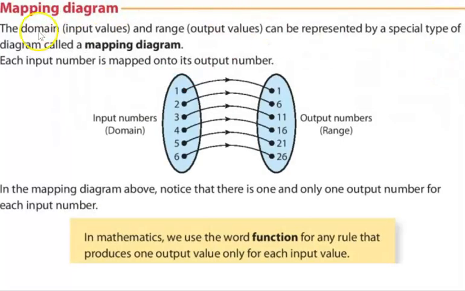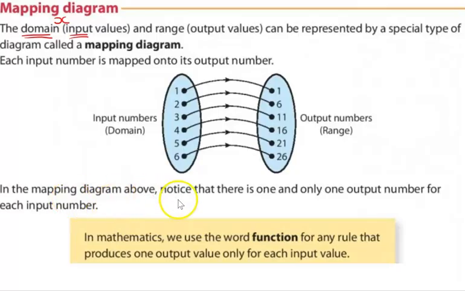Mapping diagram. The domain, input values, and range, output values, can be represented by a special type of diagram called a mapping diagram. Each input number is mapped onto its output number. So here we have our inputs, and here we have our outputs. So these are our x values, and these are our y values. So our inputs are known as our domain, and our outputs are known as our range.